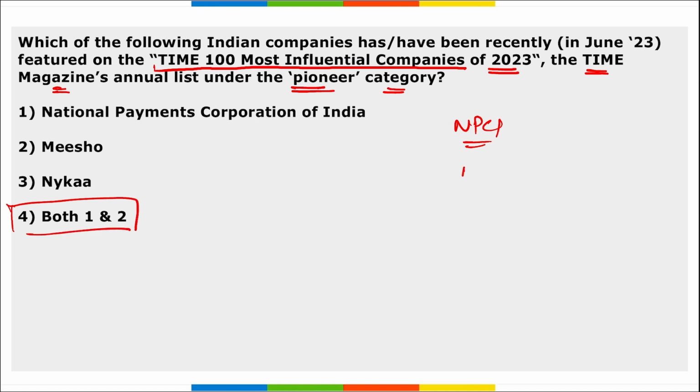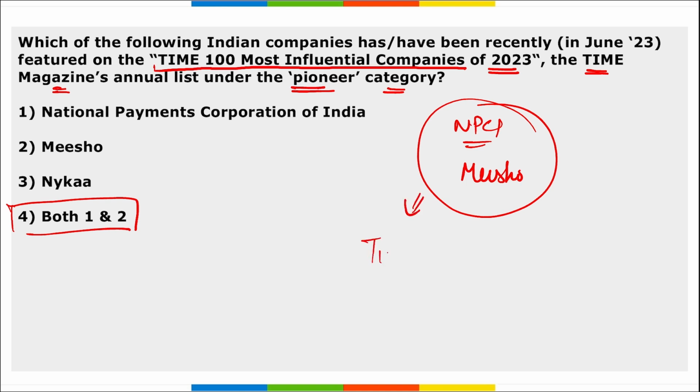These NPCI and Meesho, these are the two companies that have been recently featured on the Time 100 Most Influential Companies for 2023. The reason for NPCI to be on this list is that we know they launched UPI, and UPI is going global, and it has made transactions or finance a revolution, right? It basically, we can say, UPI brought a revolution in the payment sector. Right now payment has become very easy. Transfer of money from one bank account to another bank account has become really easy.